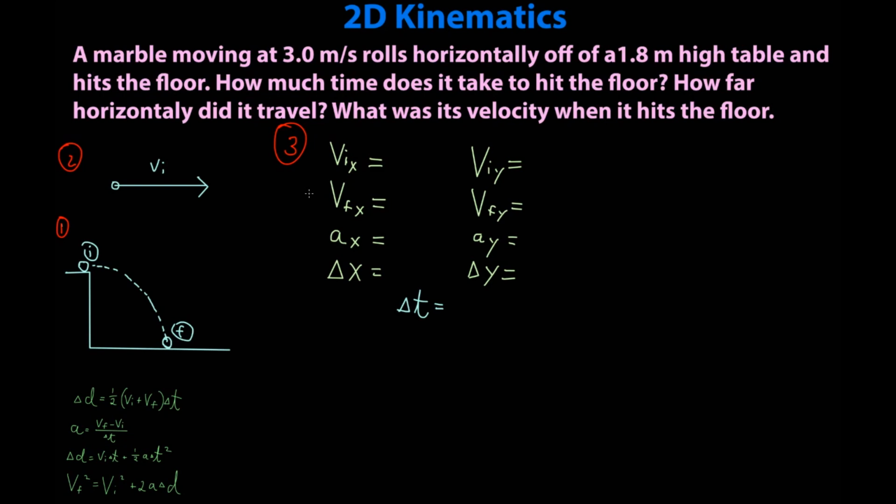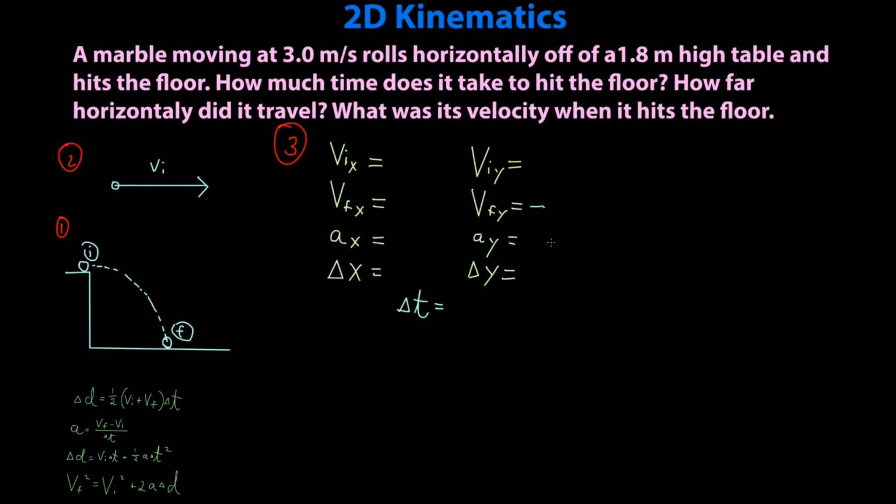My final velocity is also going to be positive because it's still moving to the right. Acceleration on the x we'll talk about in a second. Displacement on the x-axis is to the right, so that is also positive. On the y-axis, VIY we'll talk about in a second. VFY, the marble is hitting the ground. It is going downward when it hits the ground, so VFY is definitely going to be negative.